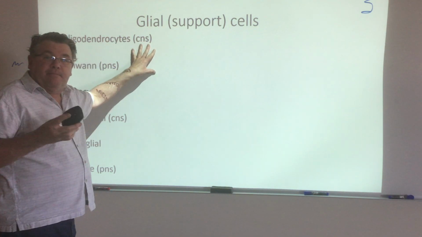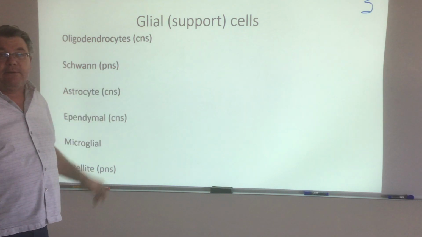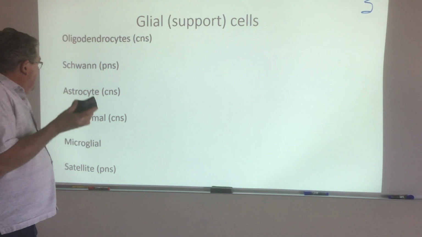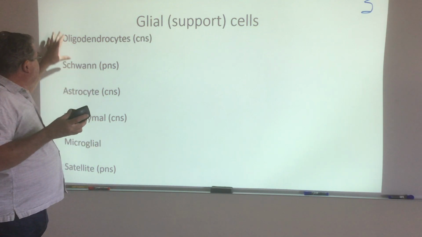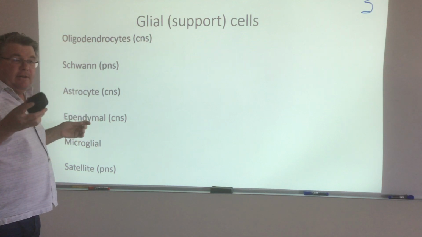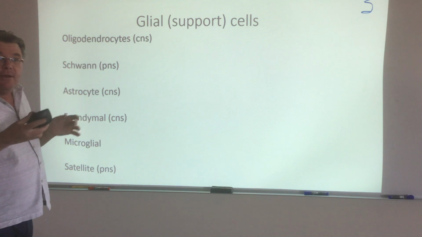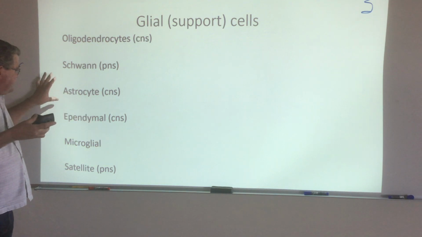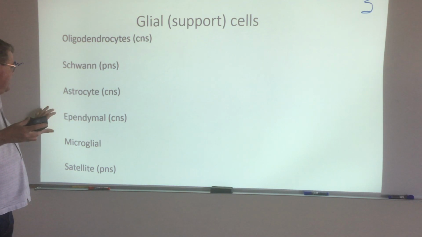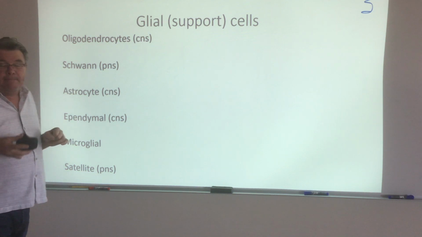Central nervous system: brain and spinal cord. Peripheral nervous system: everything that goes out from there. So we need to deal with oligodendrocytes and Schwann cells, which are essentially doing the same thing, but in different locations, of course, with different names. Astrocytes, ependymal cells, microglial cells, and satellite cells.